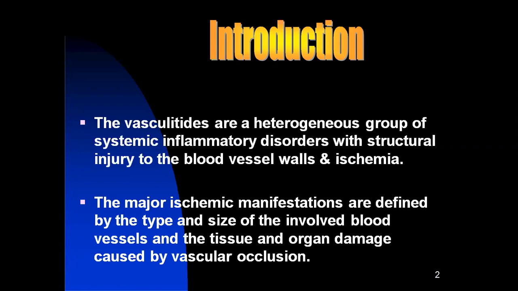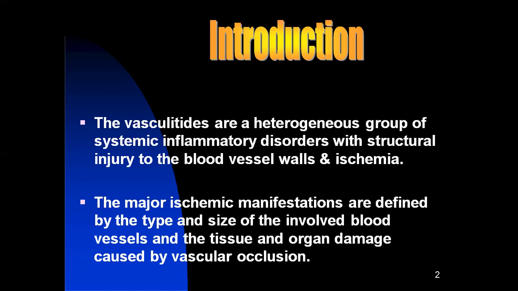Heterogeneous group means we do not have a uniformity of a single deformity. What we have here is a variety of diseases, like we can have variations in their manifestation. Also, it is a systemic inflammatory disorder, so we can find it in various parts of the body, and it's associated with inflammation. And it also causes injury to the blood vessel wall.